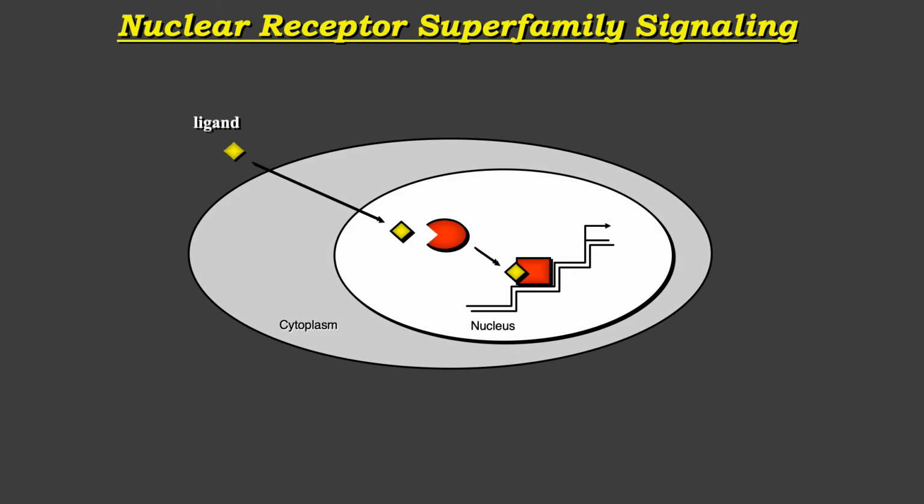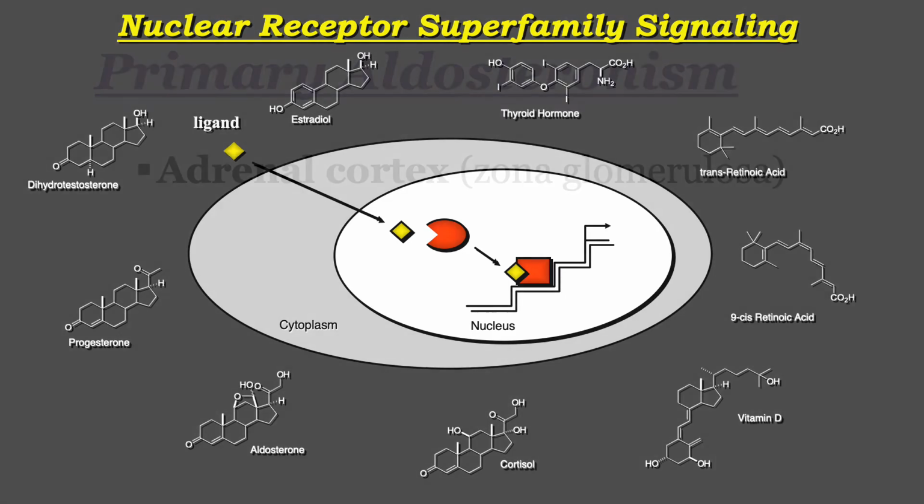This slide depicts how nuclear receptor superfamily signaling works. Small lipophilic greasy hormones bind to a red inactive receptor. The complex shifts conformation, in other words, the circle turns to a square, which binds to DNA to regulate nuclear receptor target genes.